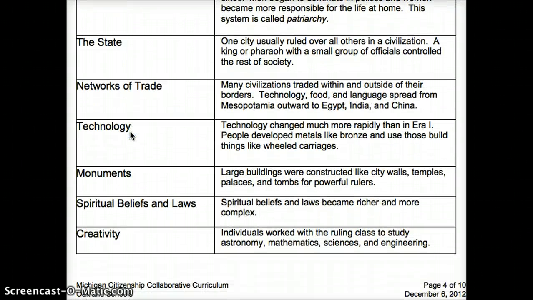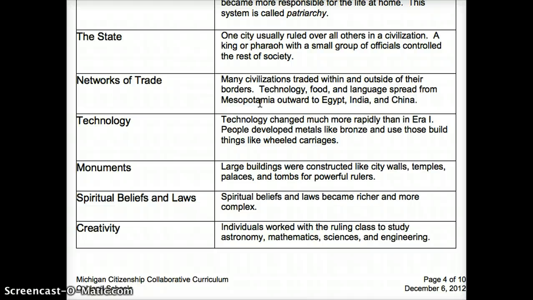Then you have the state. One city usually ruled over all others in a civilization. A king or a pharaoh with a small group of officials controlled the rest of society. Networks of trade is a characteristic. Many civilizations traded within and outside of their borders. Technology, food, and language spread from Mesopotamia outward to Egypt, India, and China. You also need technology. Technology changed much more rapidly than in Era 1. People developed metals like bronze and used those, what does that say? Metals like bronze in building things like wheeled carriages.